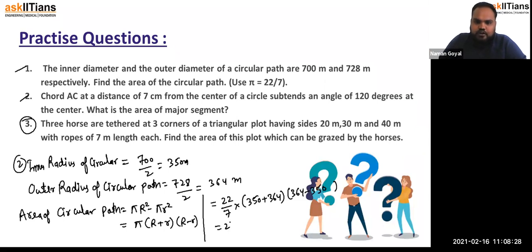So it will be 22 upon 7 into 714 into 14. So this will be cancelled out by 2 times. How much did you get? 714 into 2 into 22. So if you solve this, you will get 31416 meter square. You will get this area.